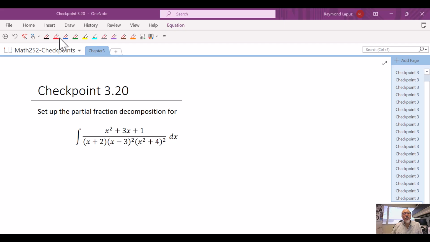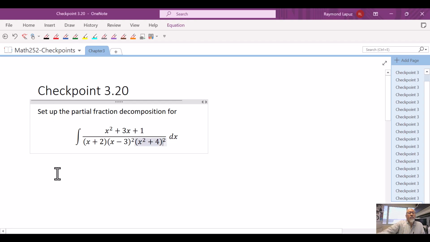My name is Lapuz. In this video we'll be doing checkpoint 3.20 from section 3.4, and that is the partial fraction decomposition. In this problem they want us to set up the partial fraction decomposition for this integral, and they told us not to solve for it, and it looks like it would be a little too messy to solve for, so we won't solve for it. We'll just do the partial fraction decomposition.